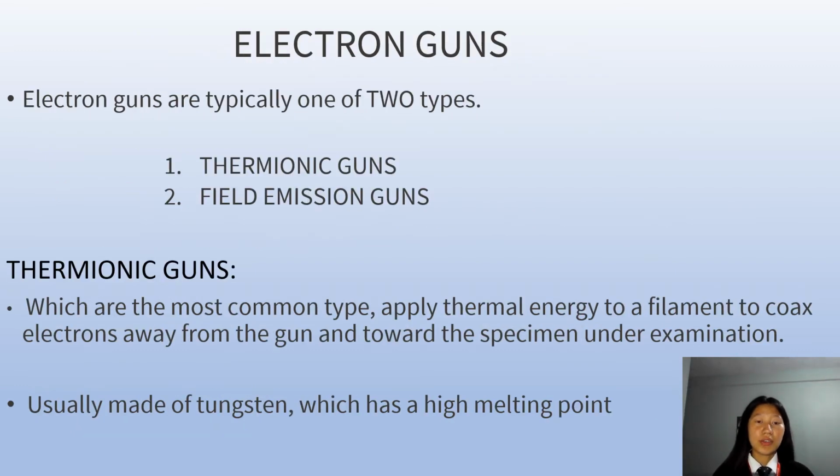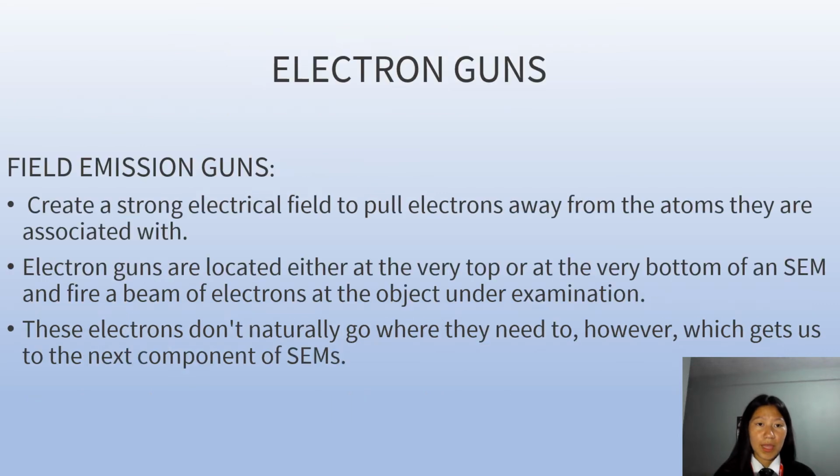Electron guns. There are two types of electron guns: one, thermionic guns, and another one, field emission guns. Thermionic guns are the most common type. They apply thermal energy to the filament to coax electrons away from the gun and towards the specimen under examination. They are usually made of tungsten, which has a high melting point. Another one is the field emission gun. It creates a strong electrical field to pull electrons away from the atoms they are associated with.